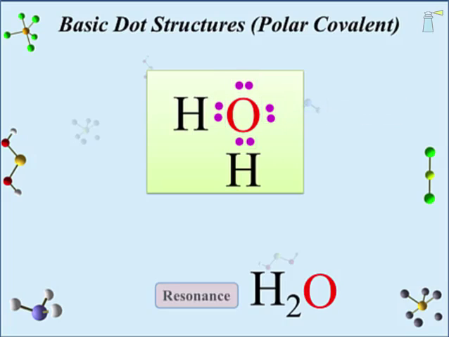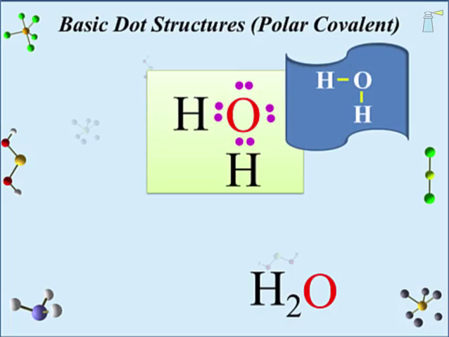Do we need to look for resonance? We consider resonance only for structures that have multiple bonds. Water only has single bonds. Our structure is complete. Other presentations of the structure have the single bonds as lines. And sometimes those lone pair electrons are also represented with lines. Lines represent pairs of electrons.